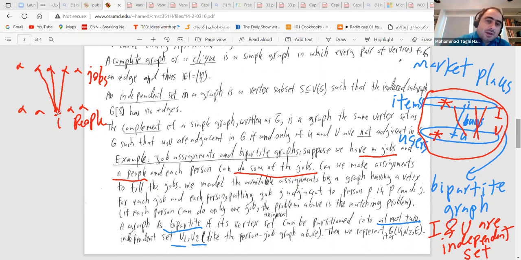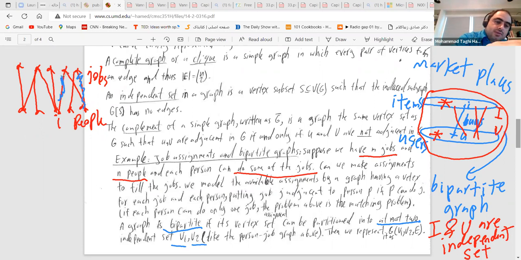There are some options, but for each job, we want to select one person who can do the job, and each person should also get assigned to one job. This is actually called a matching, which is a very important problem. So for example, this is the graph between these guys, and here this is a matching.